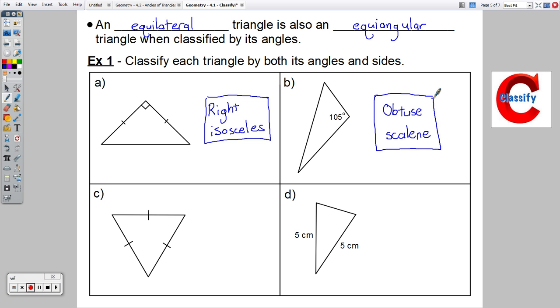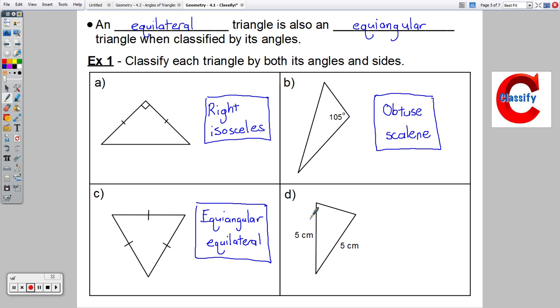Okay. And on this one, looks like we have all 3 sides the same. So in terms of its angles, we just learned up here that equilateral is also going to be equiangular. Let me write equiangular first. I'm getting ahead of myself there. It's equiangular, equilateral by angles and by sides respectively. There we go. There's the box.